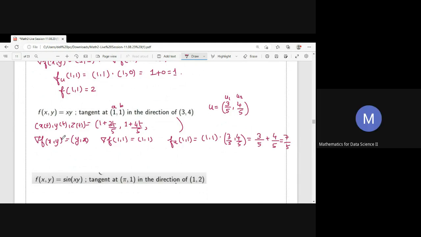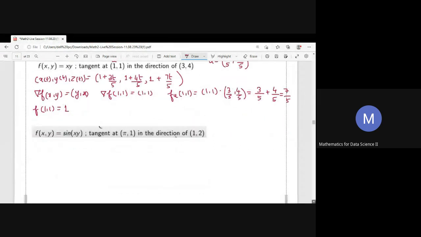Okay. Now what is f of 1 comma 1? 1, right? 1 into 1 is 1. So let us put it here. F of 1 comma 1 plus t times f_u of 1 comma 1. So 1 plus 7t by 5. Okay, is this fine? So this is the equation of the tangent.